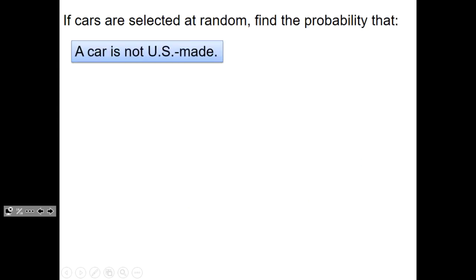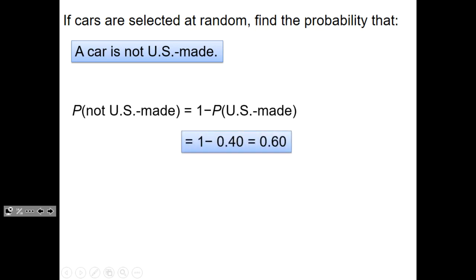So first thing is, if I pick a car at random, what's the chance a car is not US made? Well, the probability it is not US made is 1 minus the probability it is US made. In this case, that's 1 minus 0.4 or 0.6.